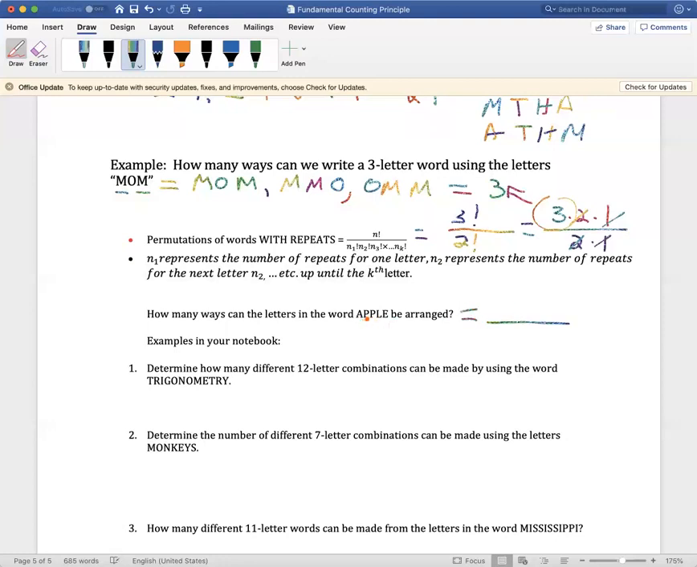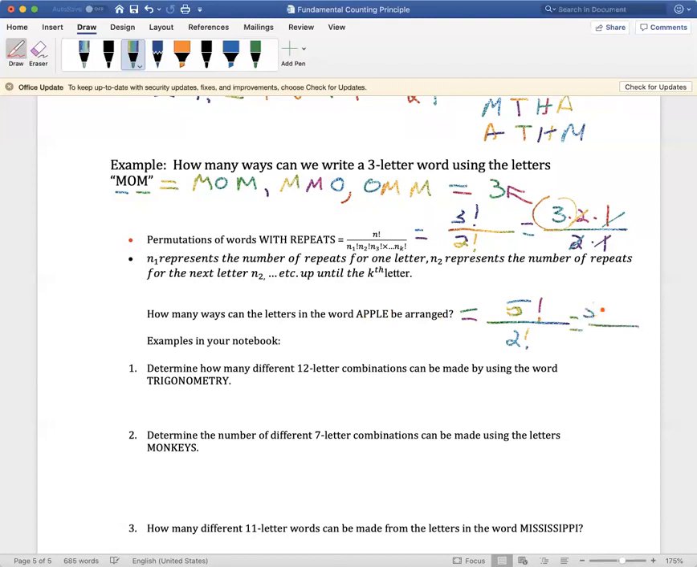So apple has 1, 2, 3, 4, 5 letters. So in my numerator is 5 factorial. And then the denominator goes however many repeats you have. So we do have a repeat because P occurs twice. So I'm going to call that 2 factorial, and that's the only repeat.